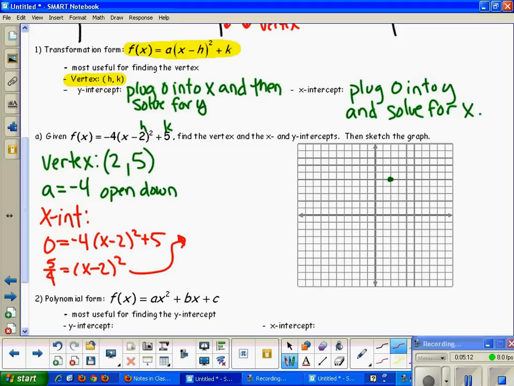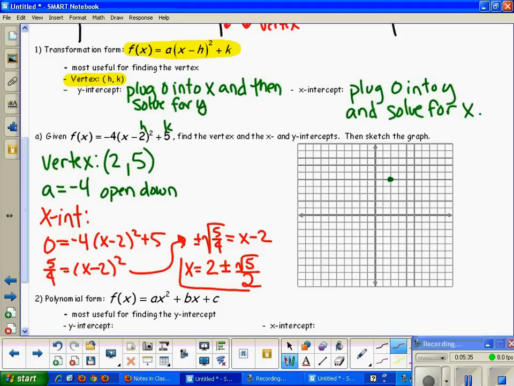So I would get plus or minus the square root of 5 over 4 equals x minus 2. And then, of course, to solve for x, we would add the 2 to the other side. So x is equal to 2 plus or minus. And remember, we don't like to have fractions underneath radicals, so I would separate that so it's root 5 over root 4. So the square root of 5 doesn't reduce, but the square root of 4 does, which is 2.